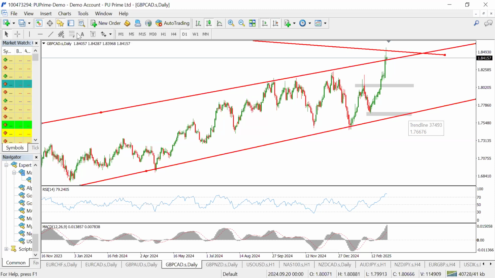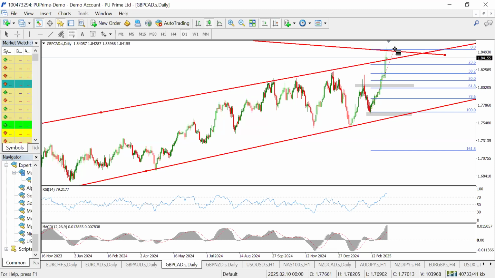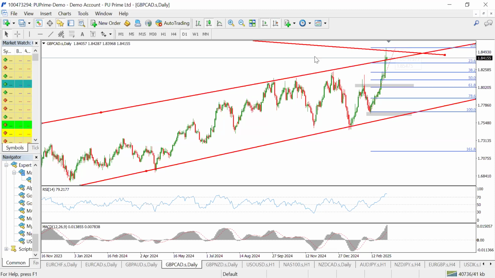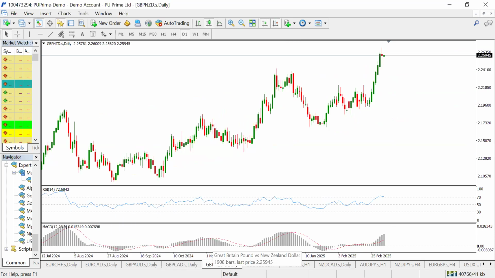So if we look at the Fibonacci tool again, just like we did for the GBP AUD, we will be anticipating a drop in price here to the tune of about 272 pips, just say roughly 270 pips expected bearish movement on the GBP CAD. And thirdly, we have the GBP New Zealand, which equally closed as a rejection candle on the daily time frame.